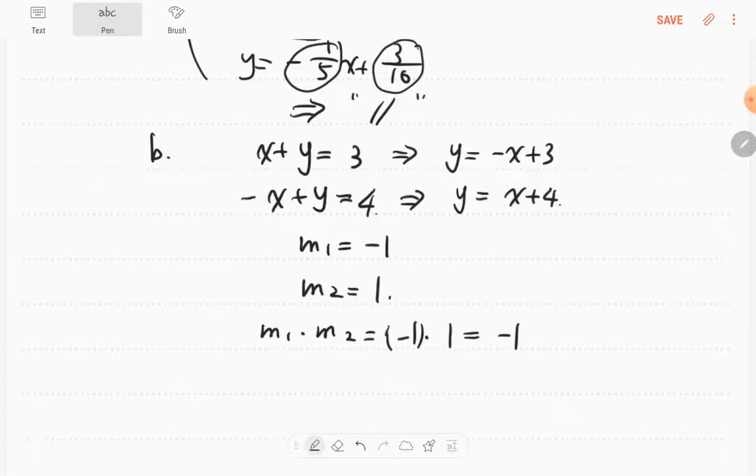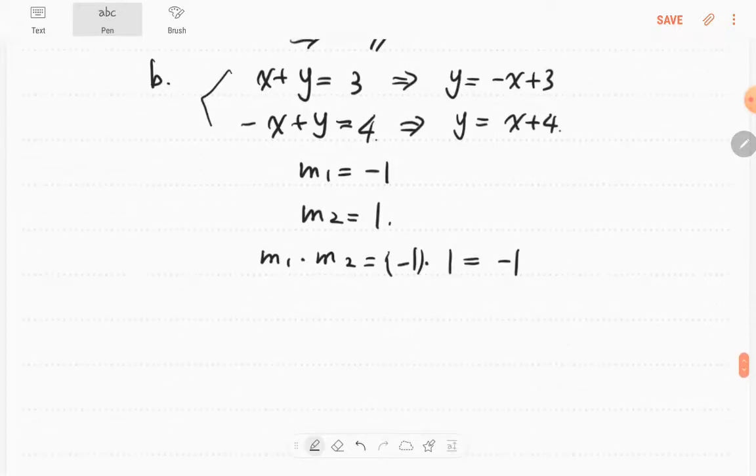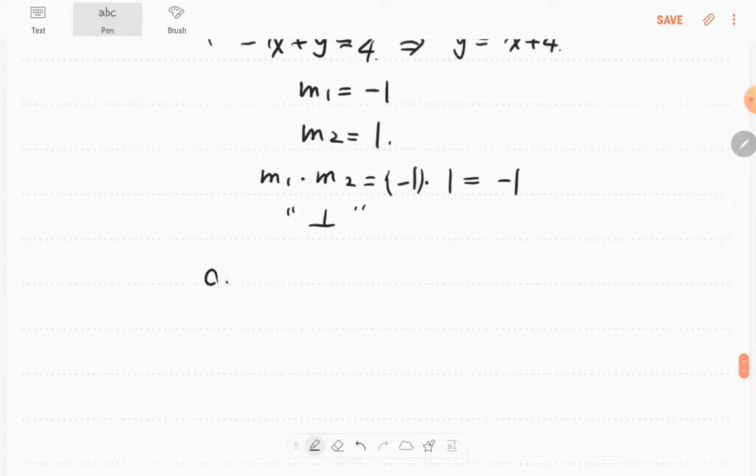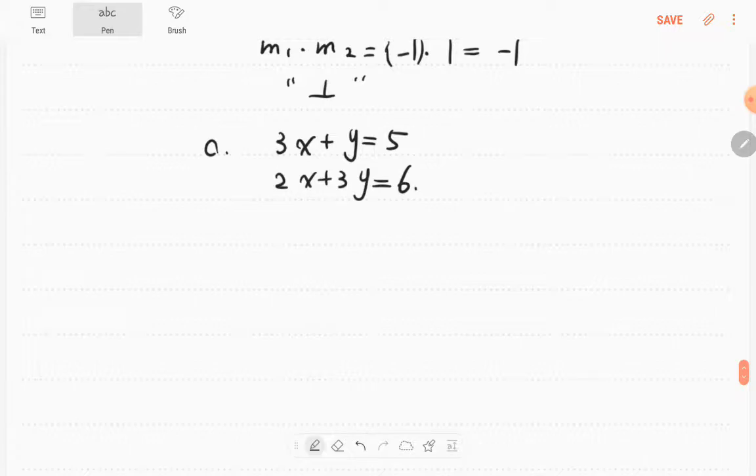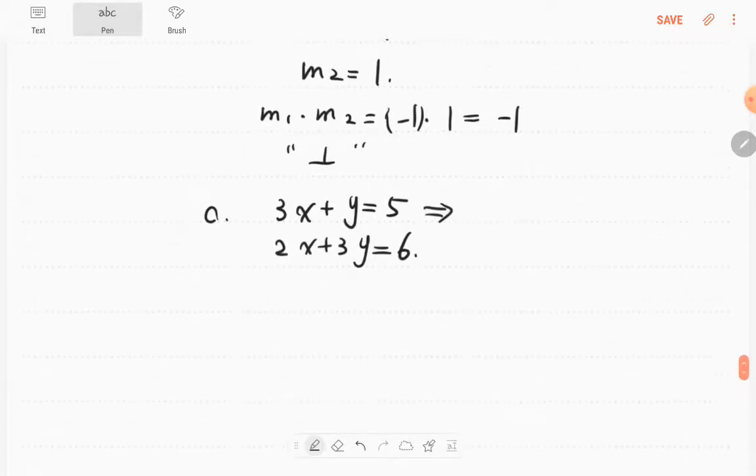And for this case, the product is just negative 1. So what's our conclusion for these two lines? We will say these two lines are perpendicular to each other. So let's see part C, example part C. First step, we still need to switch the standard form to the slope-intercept form to help us. For the first one, we will get this as the slope-intercept form.